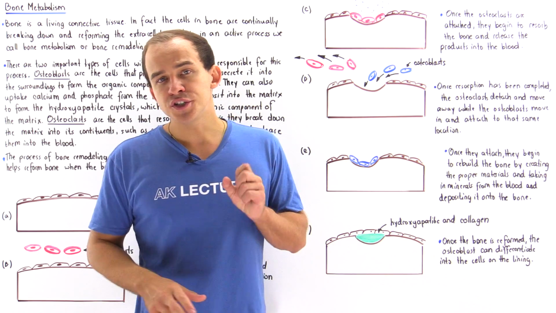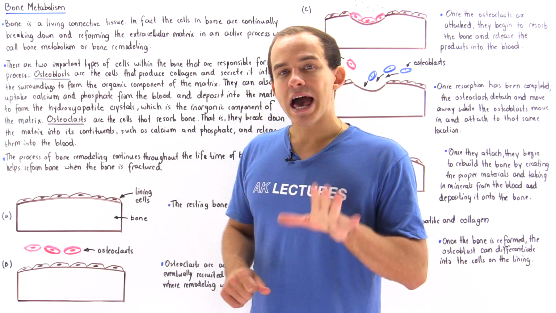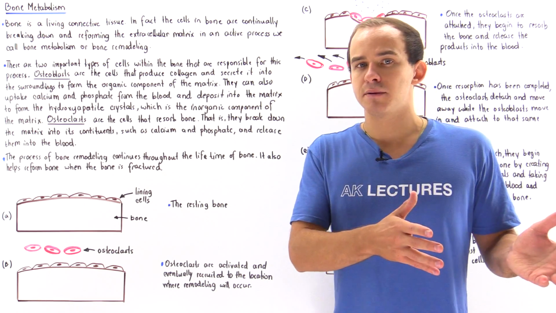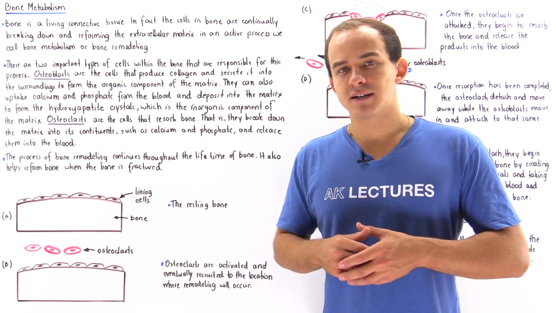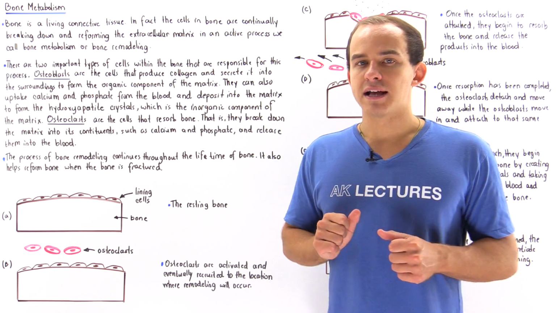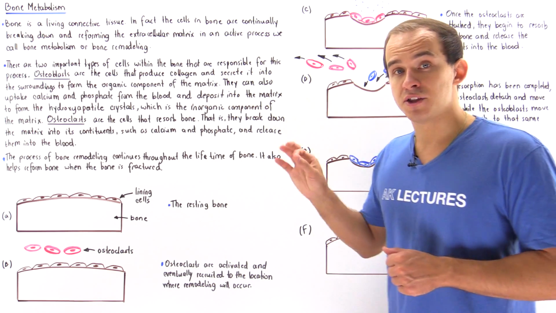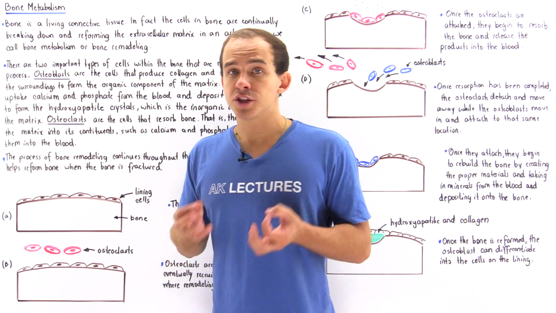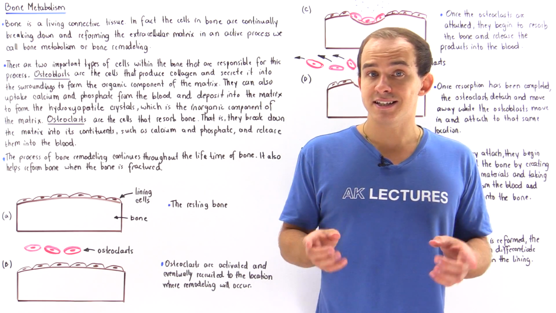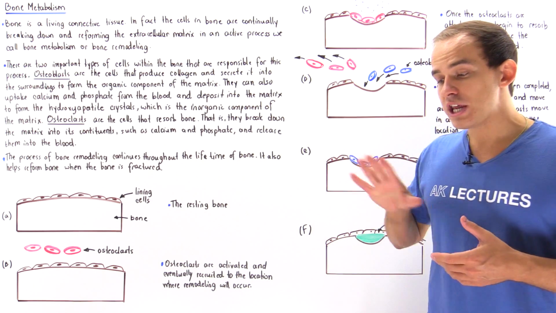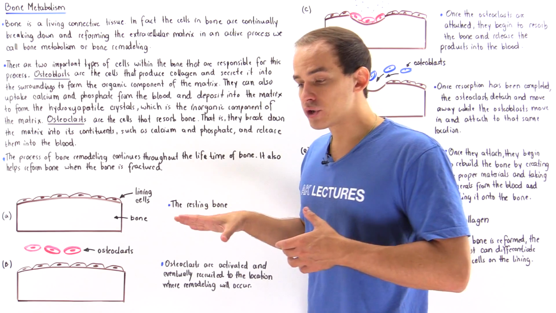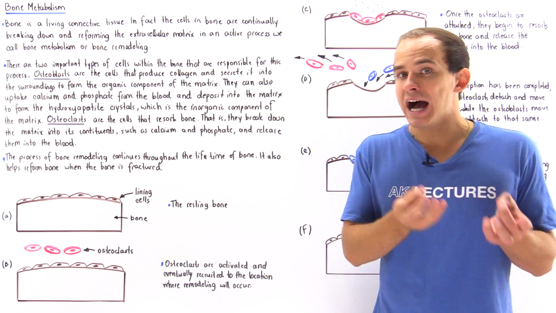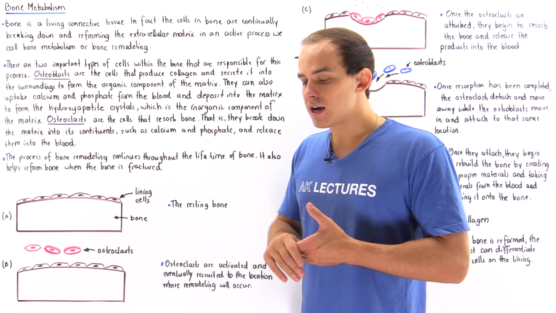Now, there are two specialized types of cells that are involved in this process of bone remodeling. We have osteoblasts and we have osteoclasts. Osteoblasts are those cells that build the matrix of the bone. These cells are capable of producing the protein collagen and secreting this collagen into the extracellular matrix, where the organic component of the matrix consists predominantly of this protein collagen.